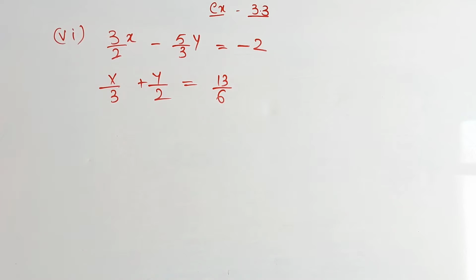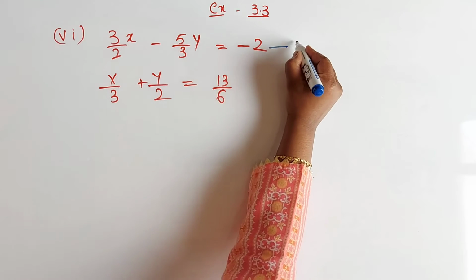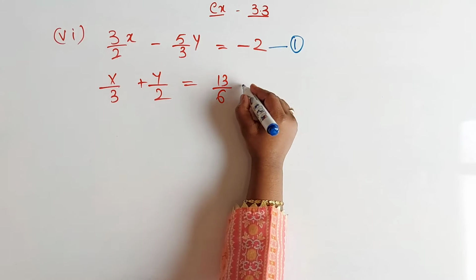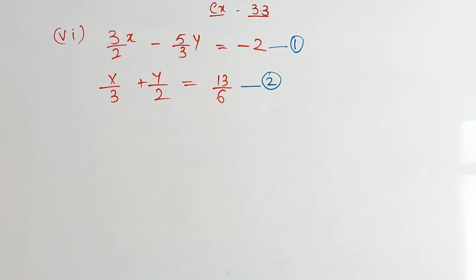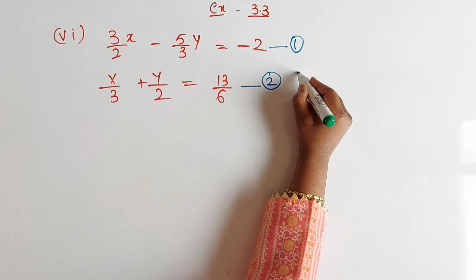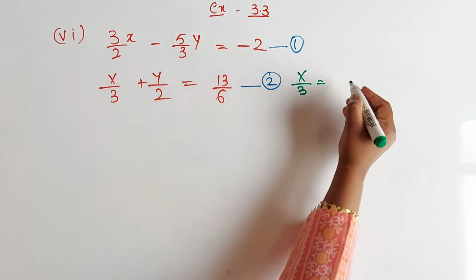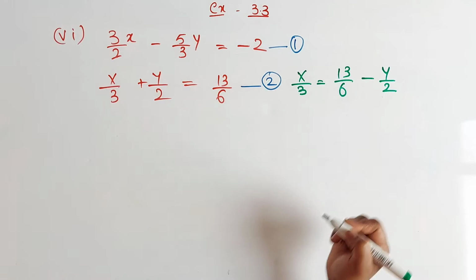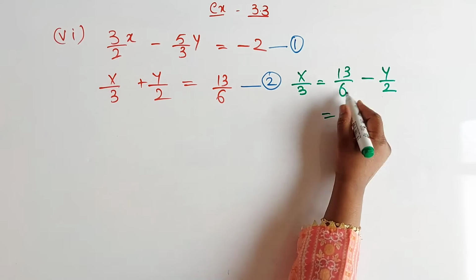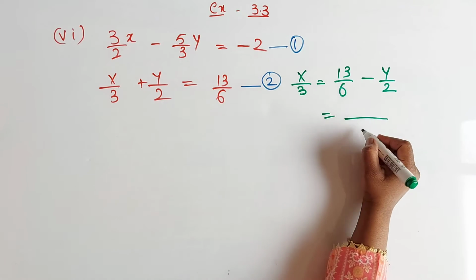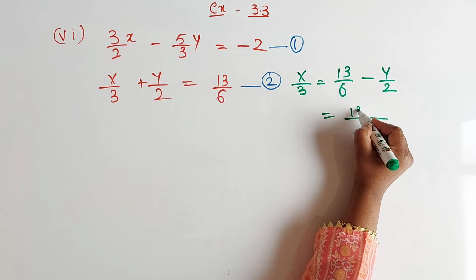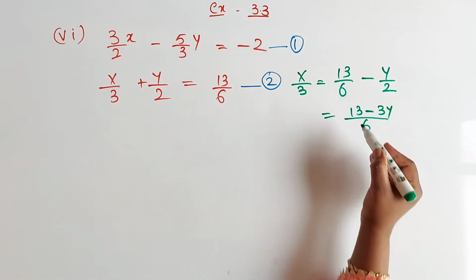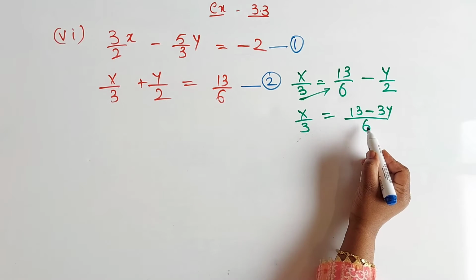Sixth one, 3 by 2x minus 5 by 3y equal to minus 2 children. This is first equation. x by 3 plus y by 2 equal to 13 by 6 is the second equation, children. Now from second equation we can write x by 3 equal to 13 by 6 minus y by 2. Correct children? So from here 6 and 2 LCM is 6 only. So 13 minus 3y by 6. Send this 3 to right hand side children.